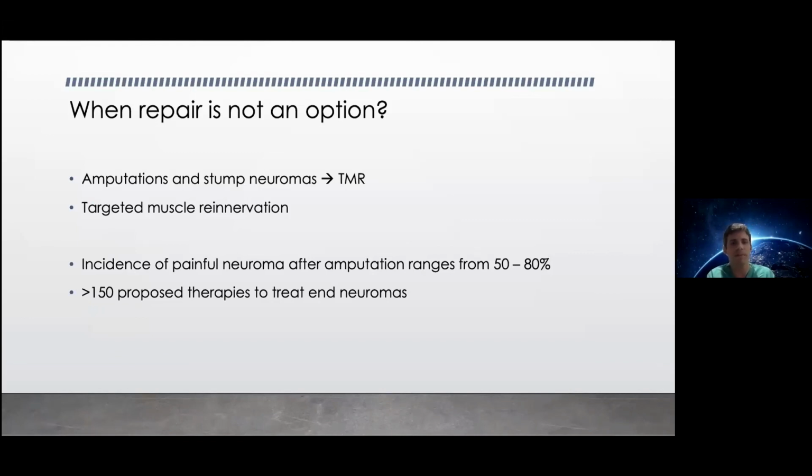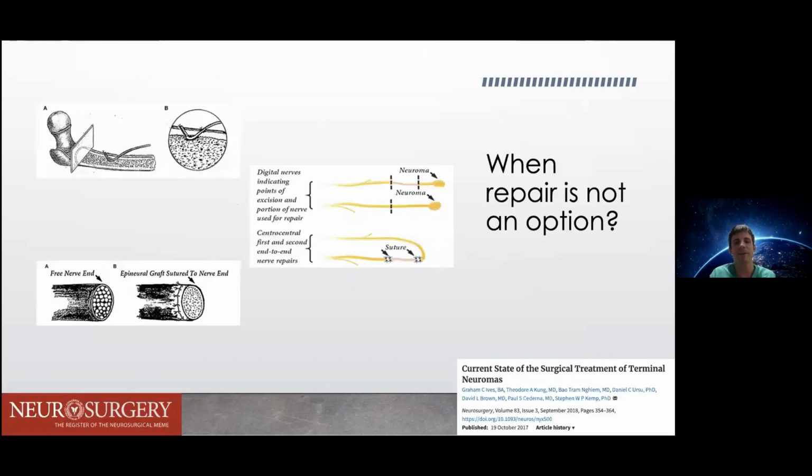And this whole concept of TMR that I'll talk about was introduced to me at the Joint Spine section in Las Vegas with the spine group, with the nerve group there, talking about this. And anyway, there's a high incidence of painful neuromas after amputation. And there are over 150 proposed therapies. This is listed in so many articles. There's a lot of proposed therapies to treat neuromas.